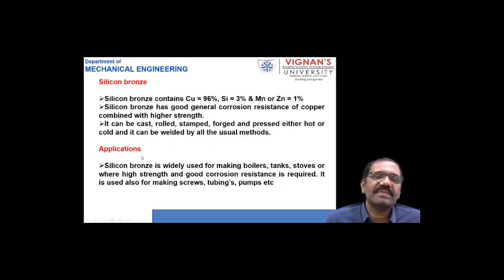So we have different types of welding methods. You will see them in the fourth unit, somewhere in manufacturing technology. Silicon bronze is widely used for making boilers, tanks, and stoves, where high strength and good corrosion resistance are required. It is also used for making screws, tubing, and piping, etc.